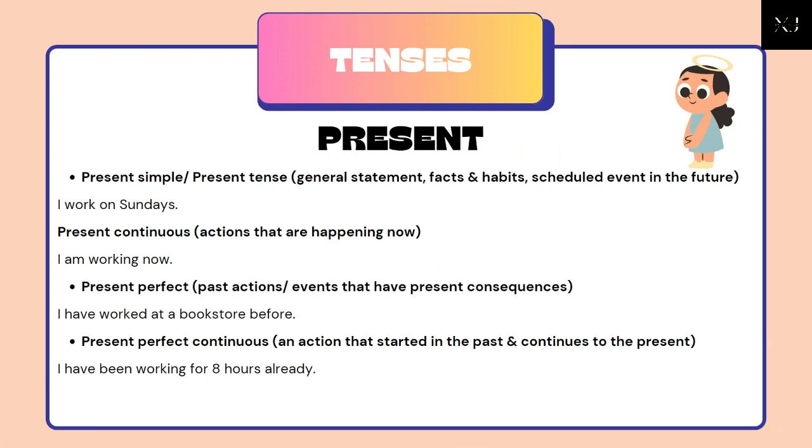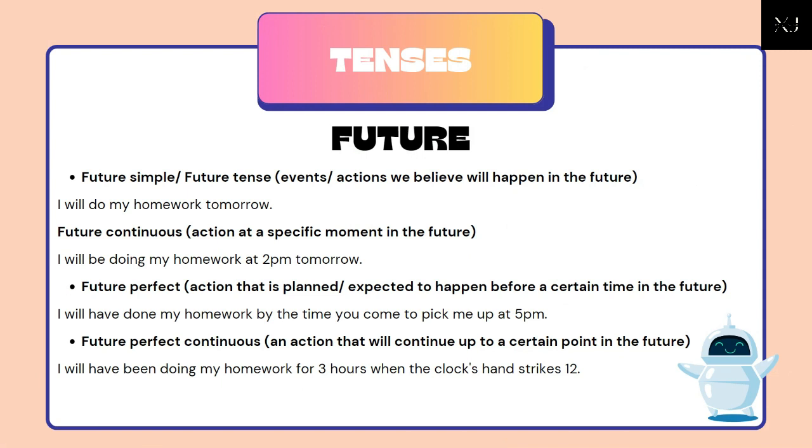And next we have present perfect continuous. It is an action that started in the past and continues in the present. I've been working for 8 hours already. So in this sentence, there's no indication that I've stopped. Okay, I'm continuing. And our last category, which is future tenses, we have future simple or future tense. They are events or actions that we believe will happen in the future. I will do my homework tomorrow.